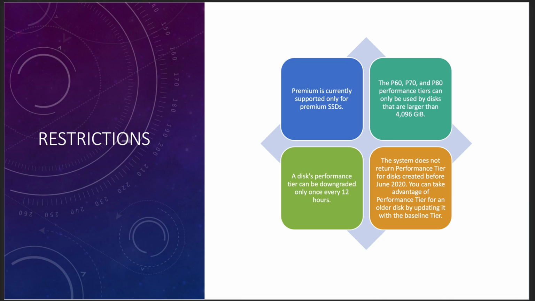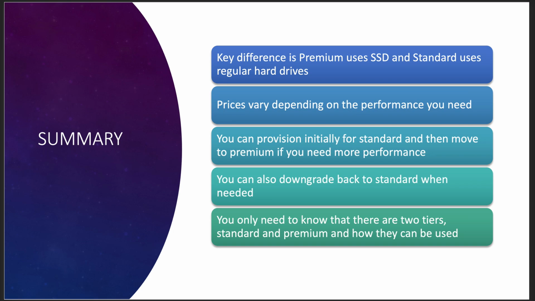The system does not return a performance tier for disks created before June 2020. So if you're still working on systems you designed back before June 2020, you have to update your setup to make sure that you can take advantage of the performance tier. And that's not a bad thing. You should always go back and review and take advantage of new things that the cloud is rolling out, because the pace of innovation in the cloud is an everyday thing. If you really want to eke out that little extra bit of performance, using something that, at the time of the recording of this video, is over a year old is something you do want to go back and review.